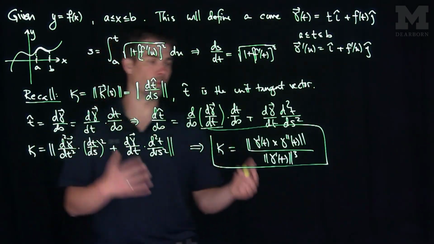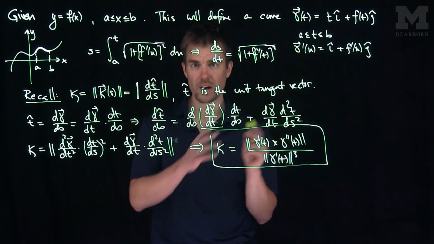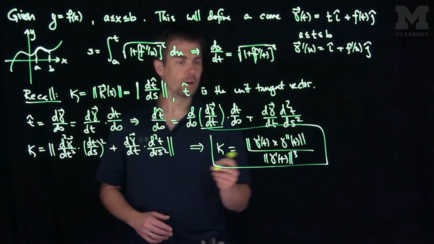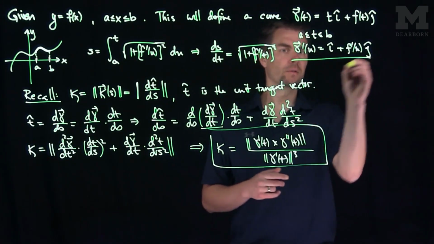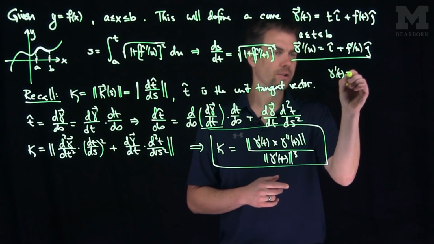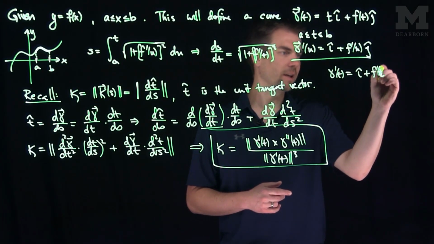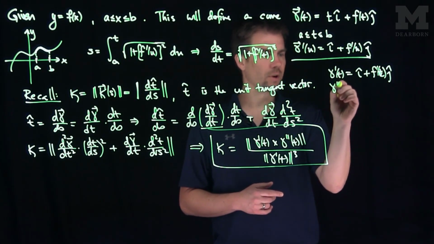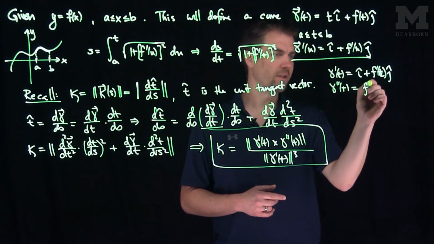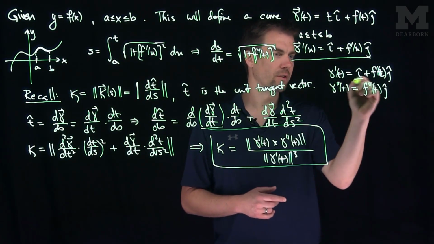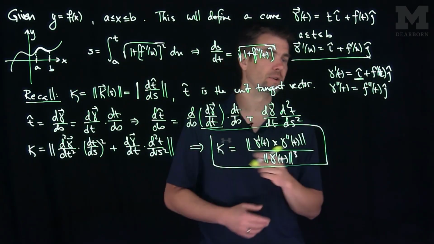So this expression is much more complicated, but it turns out for this particular problem, it will help us in a nice way. So we already have gamma prime of t over here, so our gamma prime of t is just going to be i hat plus f prime of t j hat. Gamma double prime of t is even simpler. It's just f double prime of t j hat. Because the derivative of i hat, there's nothing there. It's constant. It'll be 0.